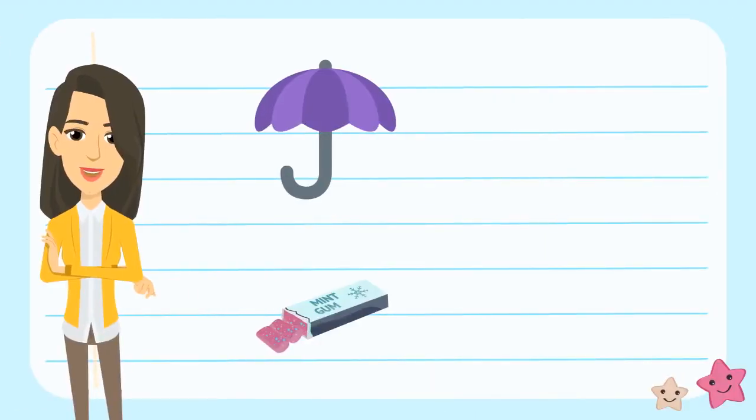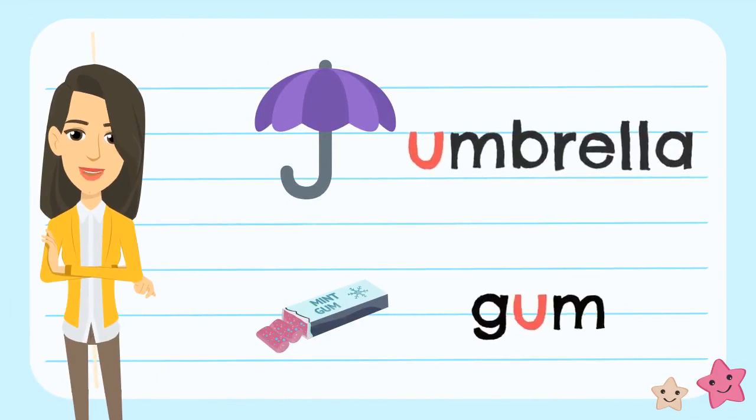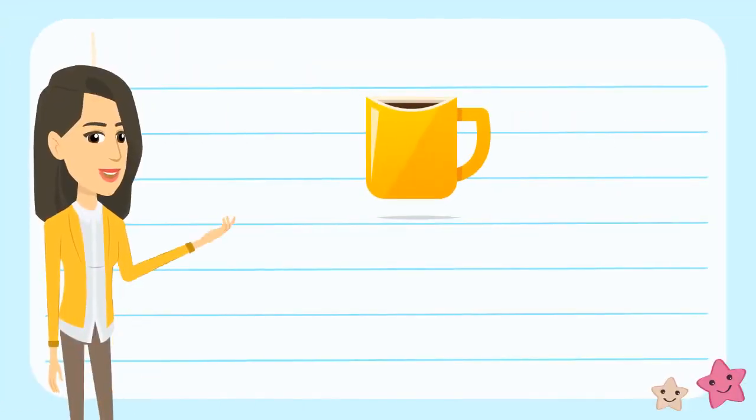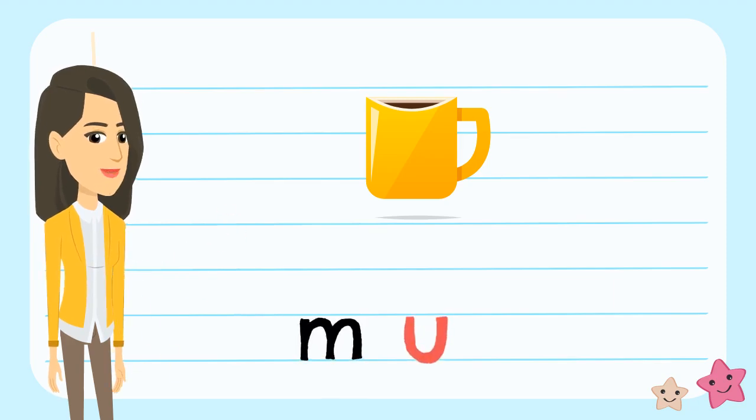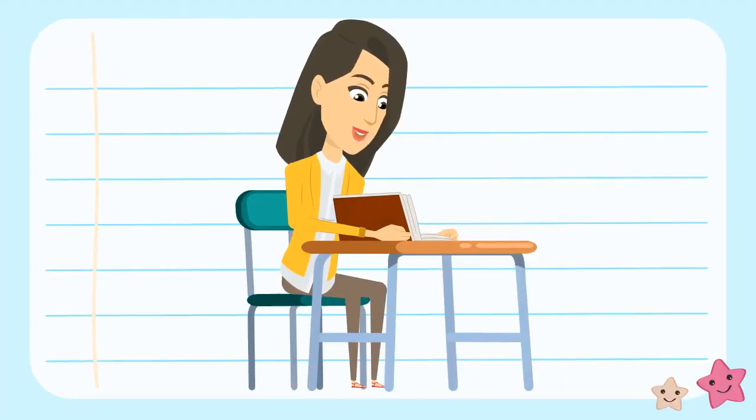Examples of short U words are umbrella and gum. The U in both words makes the sound. Now, let's try to spell this short U word. Let's spell mug. Sound it out. What letters do you hear? That's right, M-U-G.